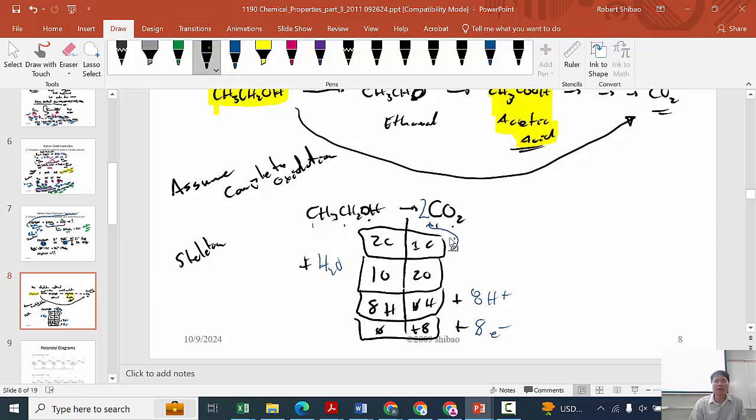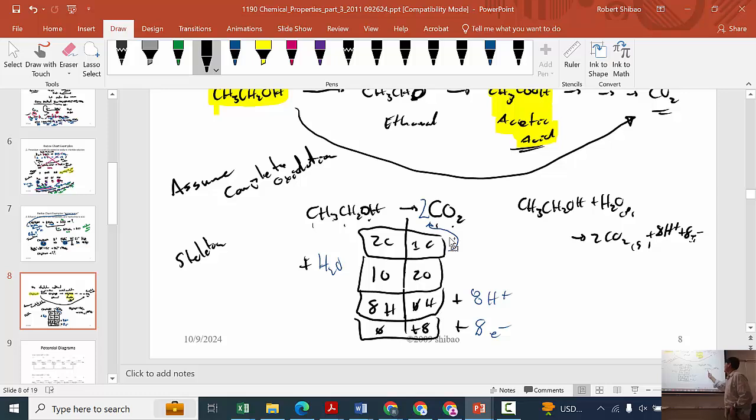And then add everything up. And so the reaction is going to be CH3CH2OH plus H2O liquid produces 2 CO2 gas plus 8 H plus 8 electrons. And then I'm just going to double check if it's balanced. So 2 carbons, 6 hydrogens, 8 hydrogens, 8 hydrogens, 1 plus 2, 2 oxygens. I have 4 oxygens here.